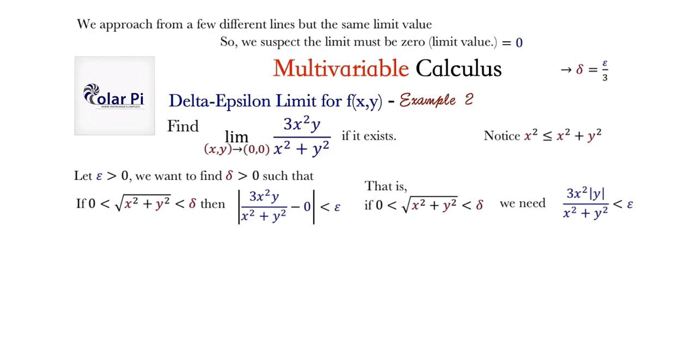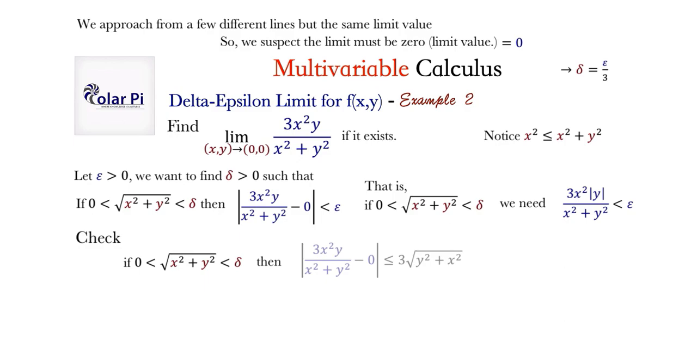Alright, so in examples 3 through 5, I'm not going to do what I'm going to do in the following minute, which is check that we have found the correct delta. This checking part is not necessary in your delta epsilon limit proof writing, but here I'll do it with you. We'll just check together that we have in fact come up with the correct relationship between delta and epsilon. Okay, so we're saying if this is true, then we want this to be less than epsilon.